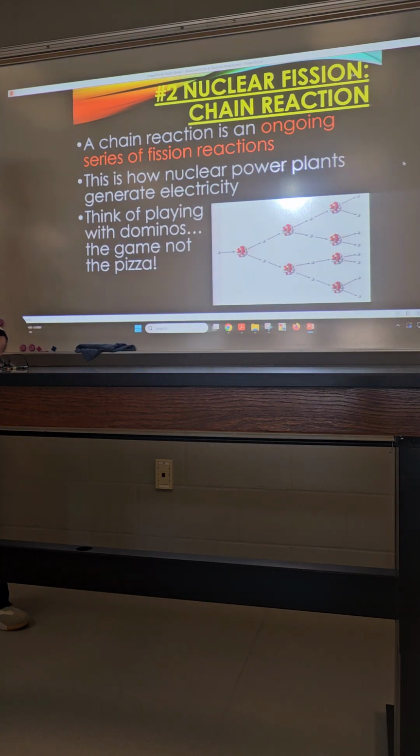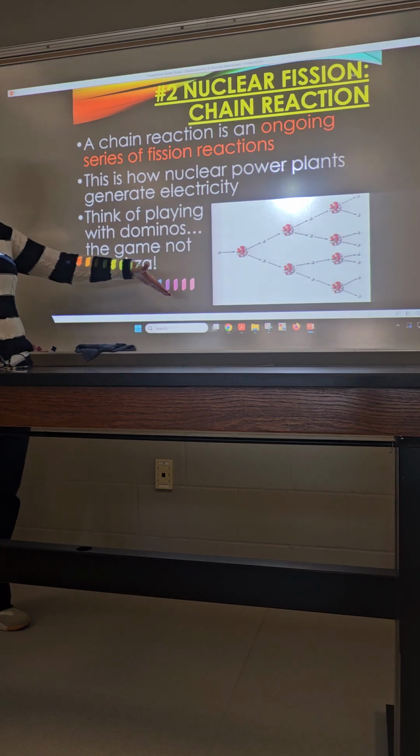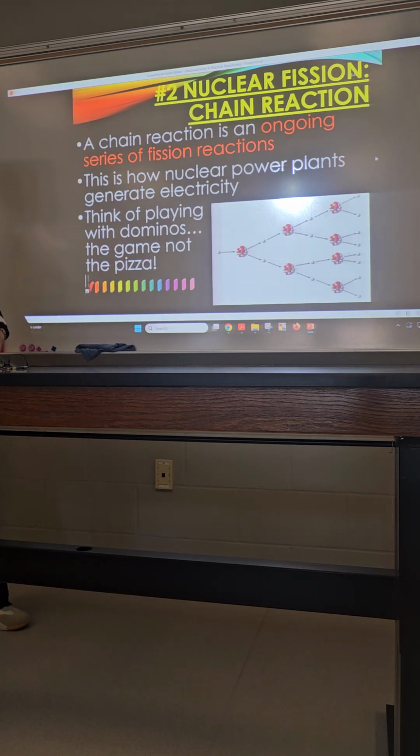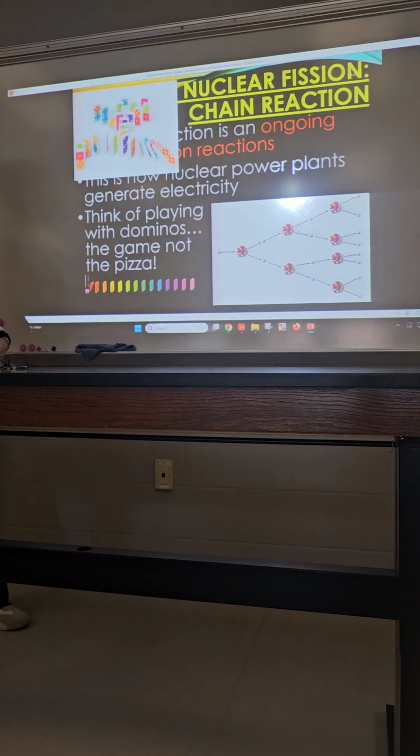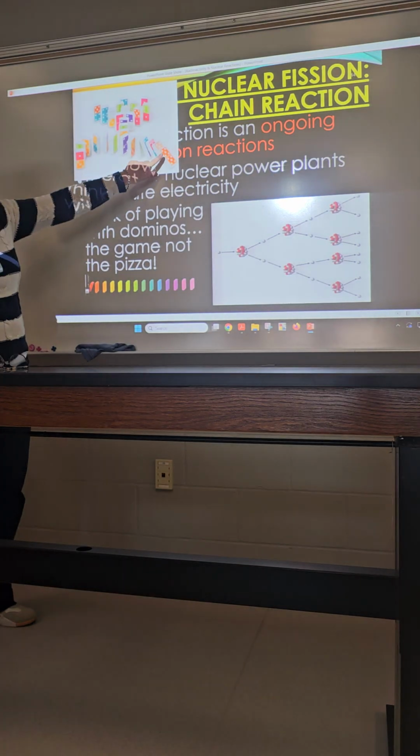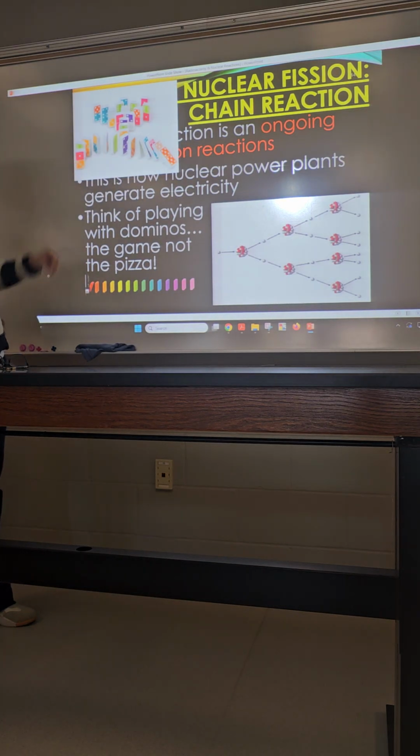But you're setting up the dominoes, kind of setting off that reaction. And we're going to actually do a lab where you do this. So you have the line, you tip one, and it causes all of them to fall. Well, that's kind of what's going on in a chain reaction with nuclear fission. One domino triggers the whole thing to start.